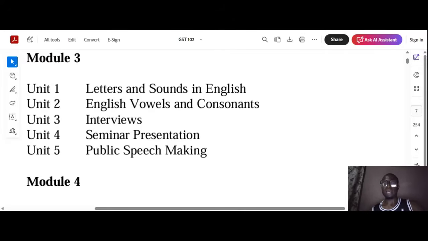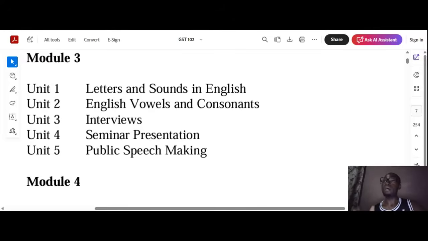But I can take it from interviews, seminar, public speech making, but he will help us with letters and sounds in English. Unit 1 and 2, we give him time to teach us effectively. So after that, we'll now move to seminar presentation. That is where we'll go to the other side of this material, which is speaking.